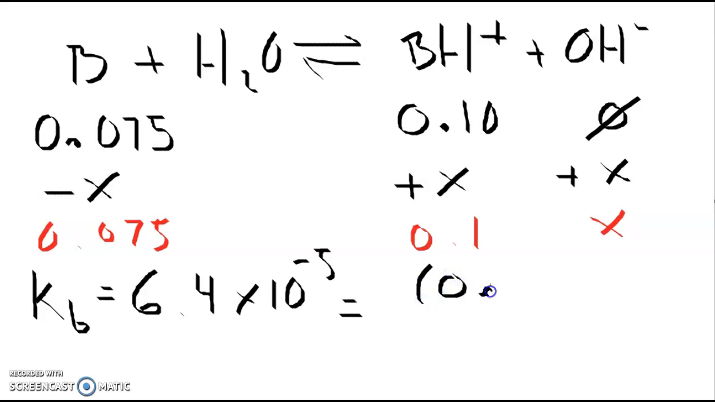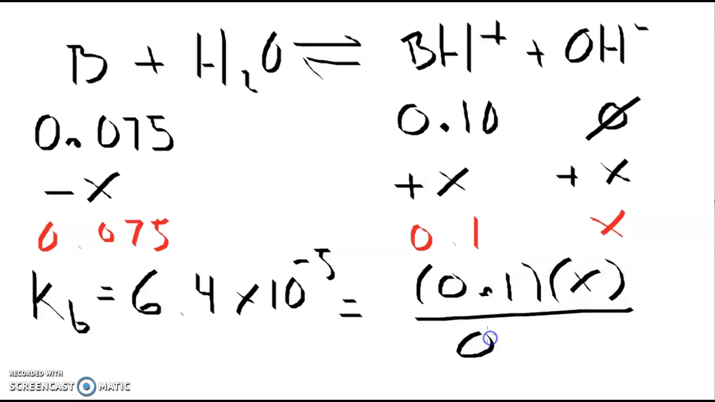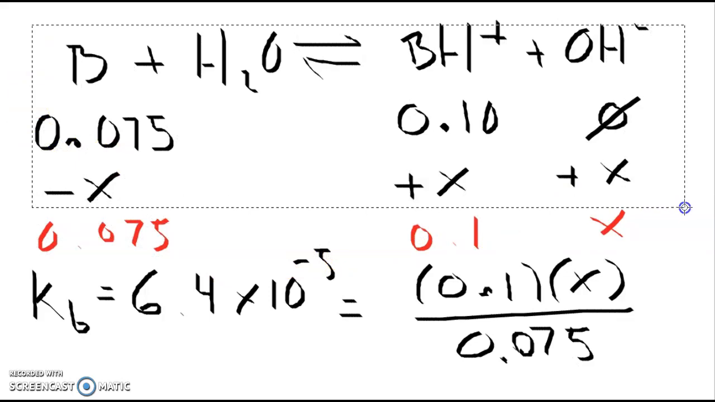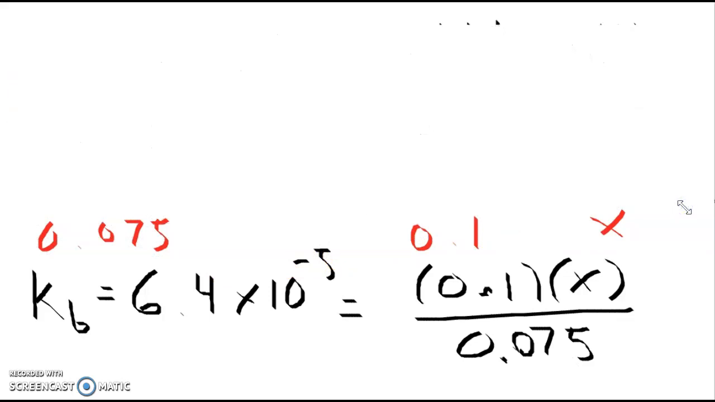So 0.1 times x, all over 0.075. I'm going to put that in my calculator, and actually, I'm going to erase this top bit because space is limited. I don't have a lot of room to write here. All right, so when I solve for x, I get that x equals 4.8 times 10 to the minus 5.